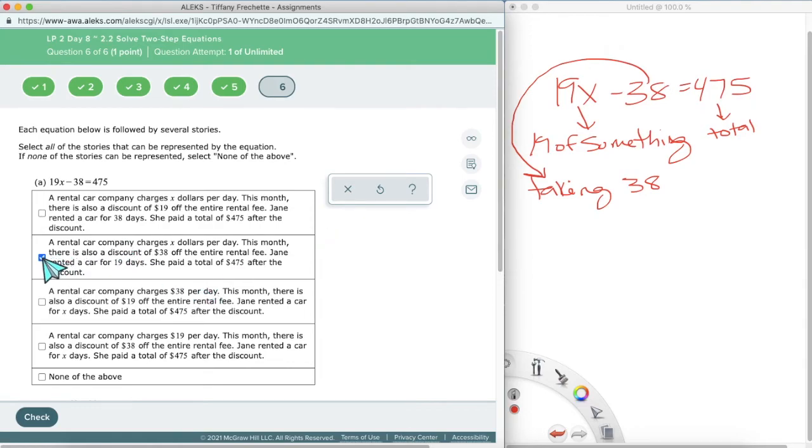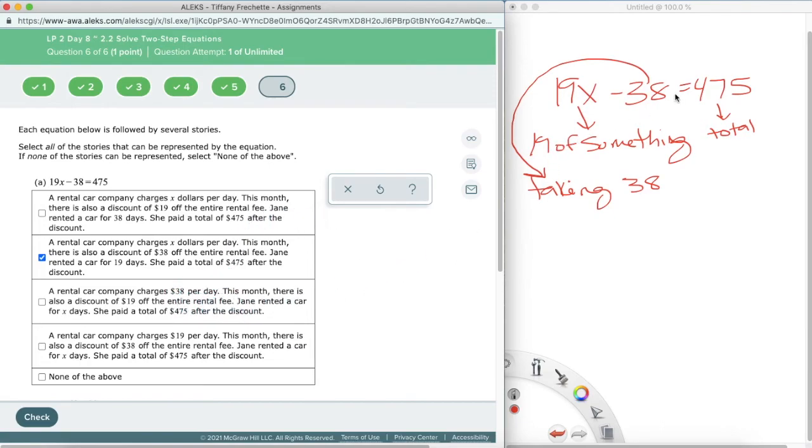And you could have one answer, you could have 4 answers, or you could have no answers and none at the bottom. So just make sure you read through each one. Don't just find the first one and go, okay, I'm done, and move forward. A rental car company charges $38 per day. Well, per tells me that there should be some kind of multiplication happening with 38.